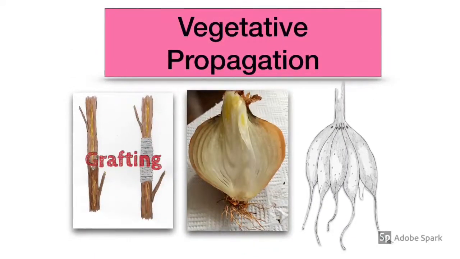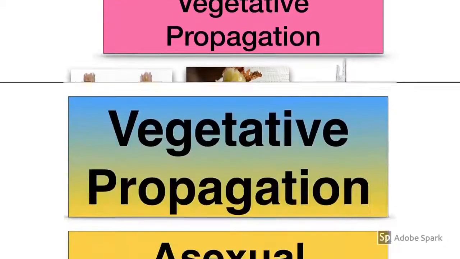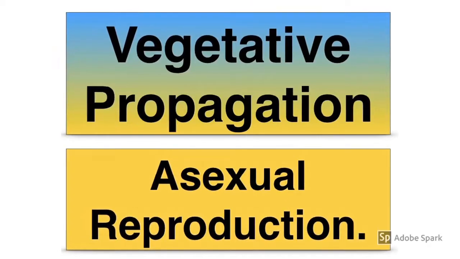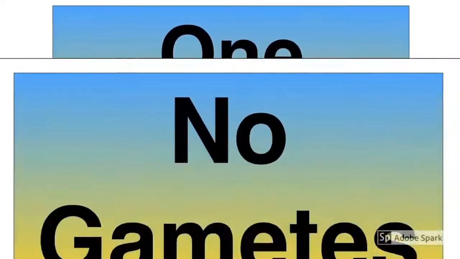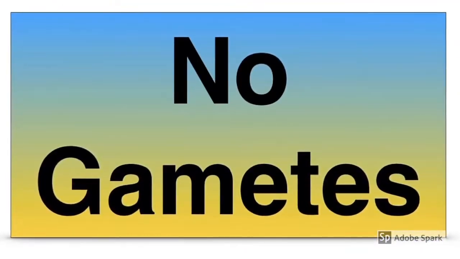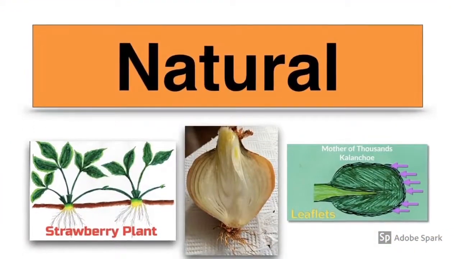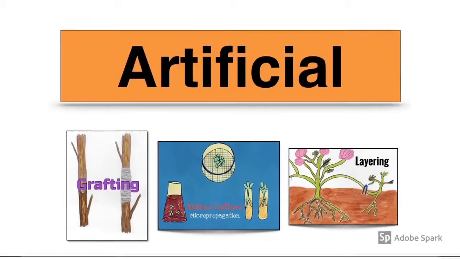This video is to help you revise vegetative propagation, but remember it does not replace any textbook. Vegetative propagation is asexual reproduction in plants. This means that it involves only one parent and no gametes are involved, no sex cells, no cells capable of fusion. Vegetative propagation can happen naturally, and also there are artificial methods.